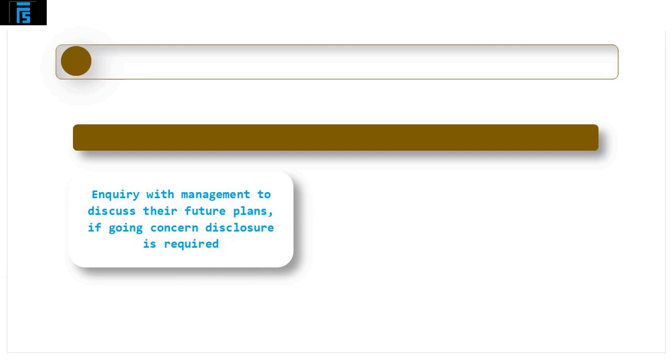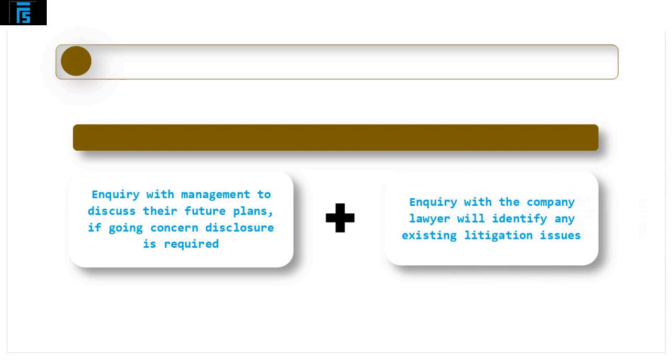Inquiry with management to discuss their future plans or give explanations to anything found by the auditor will help them decide if going concern disclosure is required. Inquiry with the company lawyer will identify any existing litigation issues which could cause future problems for the entity. If a court case is looming, compensation payments may be possible and an effect on their reputation may affect future revenue growth.